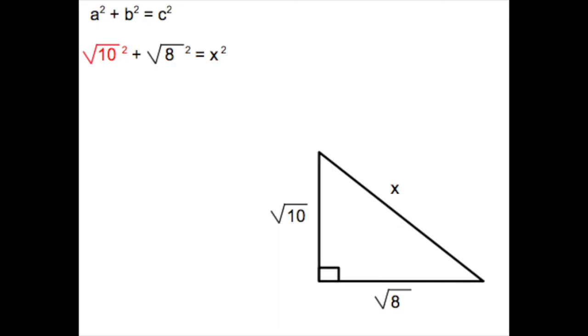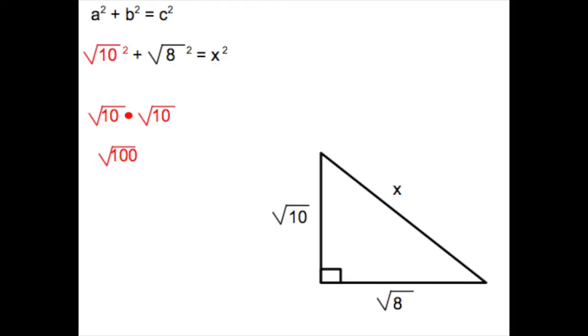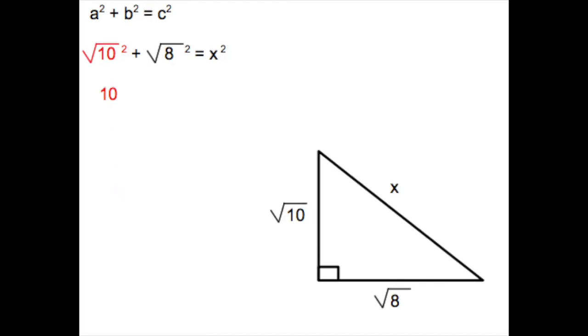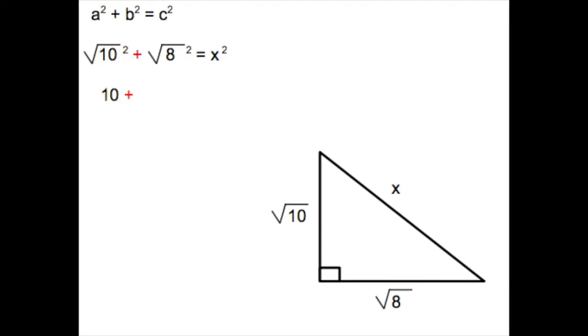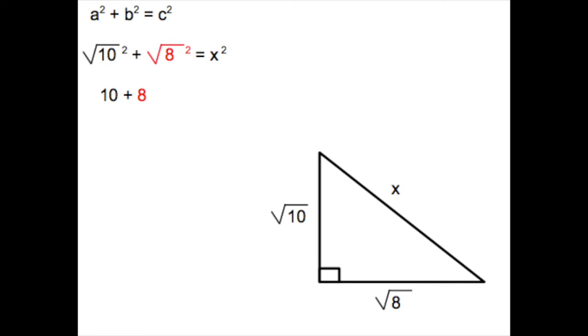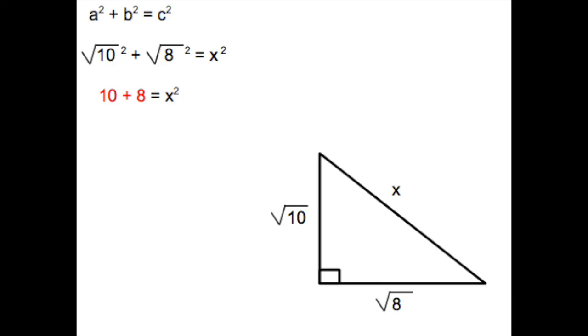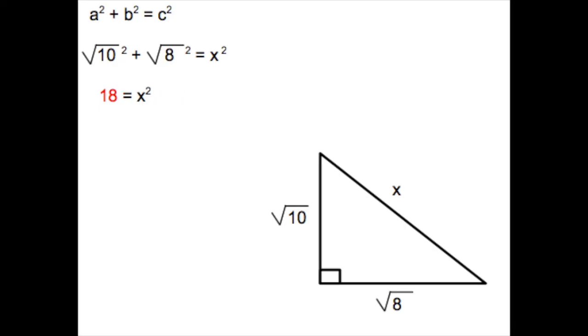The square root of 10 squared is the same as the square root of 10 times the square root of 10, which equals the square root of 100, which is 10. So the square root of 10 squared is 10, which will be added to the square root of 8 squared, which is 8, because the square root and the square cancel one another out, leaving just 8. We can now do 10 plus 8, which is 18.